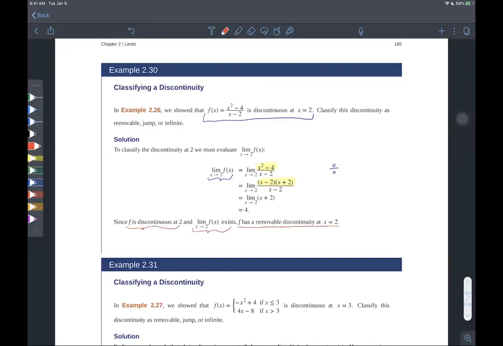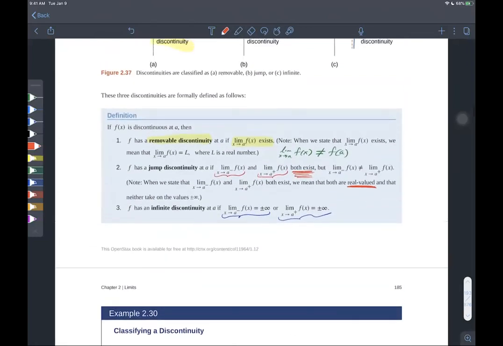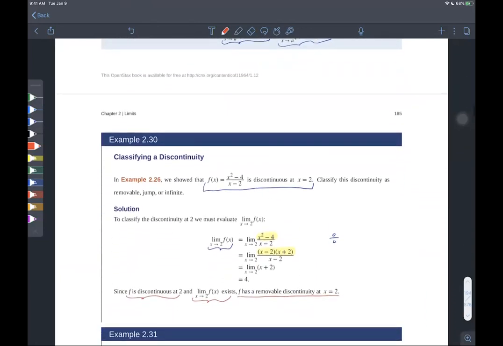Okay. Remember, because the three options are that if the limit exists, then we have a removable discontinuity, assuming the function is discontinuous there. If the limit does not exist, then we may have a jump discontinuity, assuming that both of the limits from the left and the right exist independently but are not equal to each other. And then, of course, we have the infinite discontinuity, which occurs when the limit from the left or the right is either positive infinity or negative infinity.